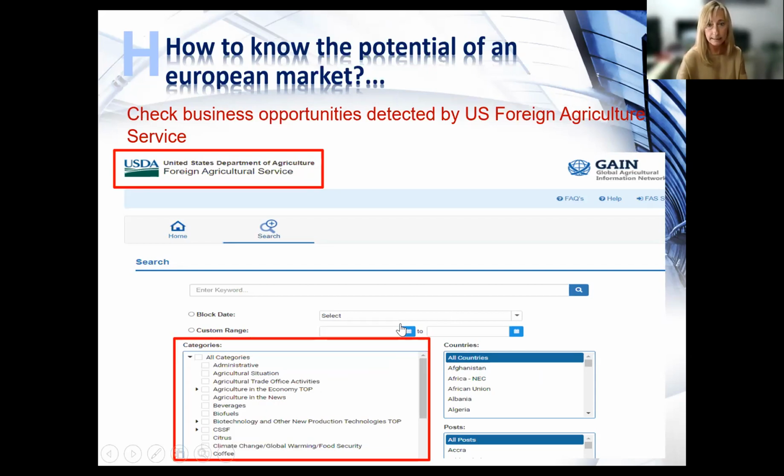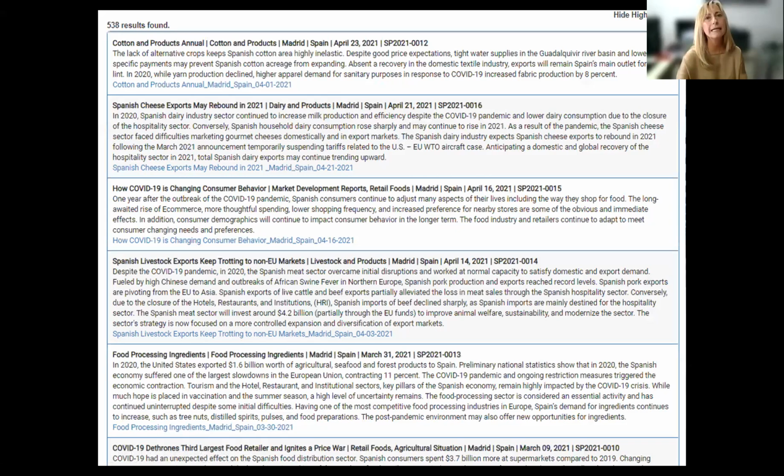Well, you have all categories. You imagine that you click on Spain, okay? And what you will get? You will get all this information, as you can see, is very well updated. You have information from the 21st of April of 2021, okay, from different sectors here, from the cheese sector, from the retail. You have, I mean, everything.